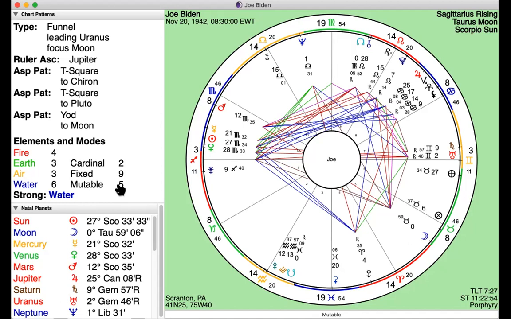And he has a little bit halfway from the fixed, he has mutable. So there is a level of adaptation, and 2 points for a cardinal, which is radical changes. So the element that is predominant is water.